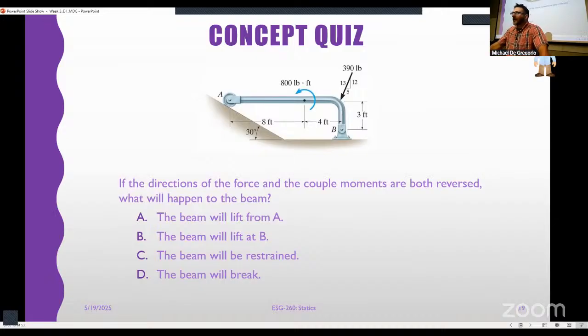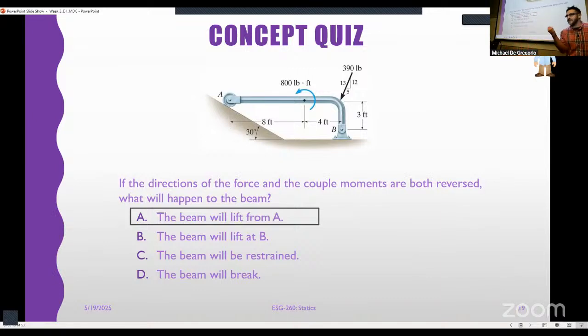All right, we got a combination of A's and B's, it's looking like. Well, we don't have enough information to know if the beam will break or not, because that's not the point of this class. Maybe, maybe not. C, the beam will be restrained. I mean, the answer is A. It'll lift from A. It can't lift from B, right? That's the whole point of the pin, is that it can't lift from point B without breaking. If B happens, then D is also correct.